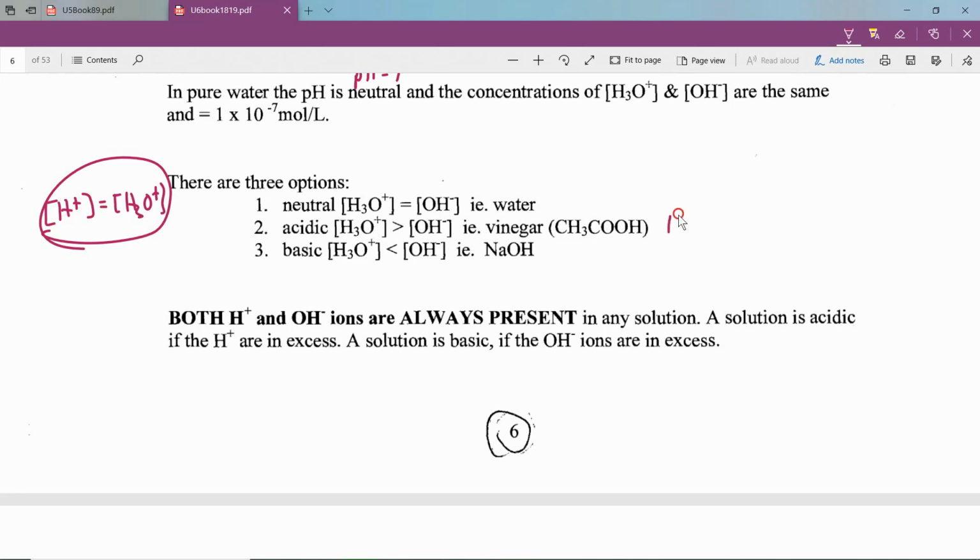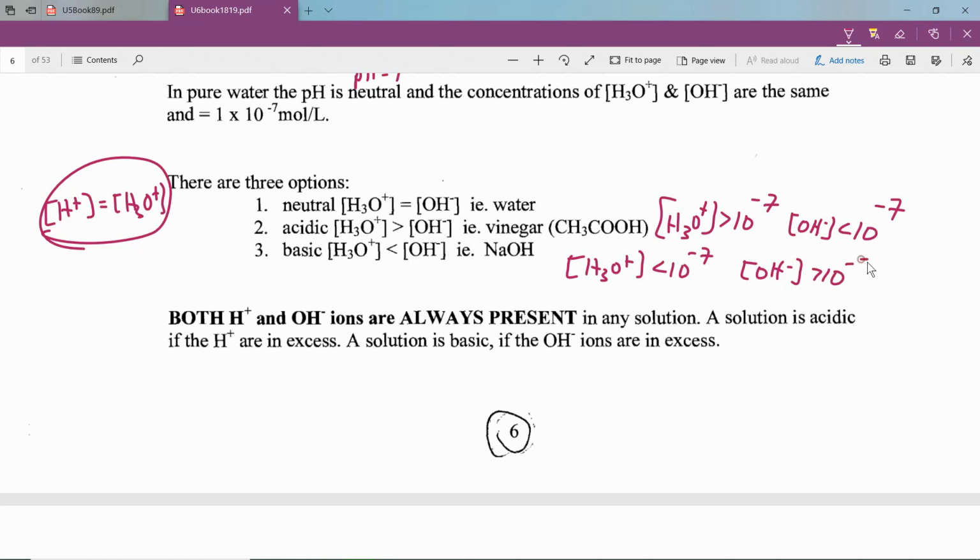Another thing we can say is the concentration of H3O plus is greater than 10 to the minus 7, which means the concentration of OH minus is less than 10 to the minus 7, because their product has to always give you 10 to the minus 14. If we have a basic solution, we have less H3O plus than OH minus, like sodium hydroxide. So H3O plus is less than 10 to the minus 7, and OH minus is greater than 10 to the minus 7, the product being 10 to the minus 14.